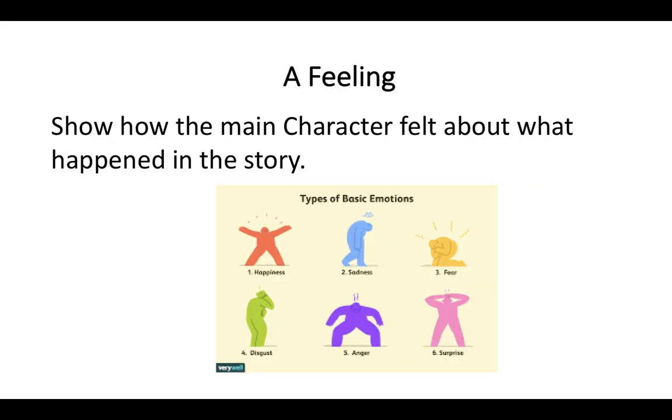A feeling. Show how the main character felt about what happened in the story. So maybe you're going to end your story with him feeling really happy about how this all went. Maybe he's angry. Maybe he's feeling upset, okay? Really describe those feelings.